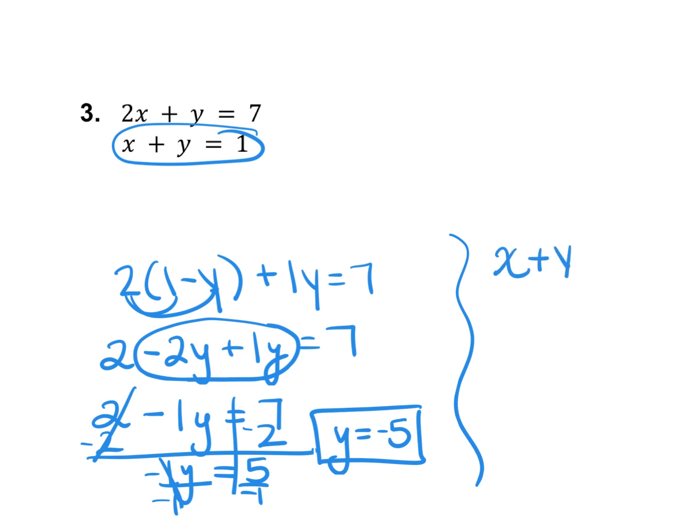I'm going to plug it into x plus y is equal to 1. And we're saying y is negative 5. So we have x minus 5, or you can have plus negative 5. That's fine. And then we're going to add the 5.